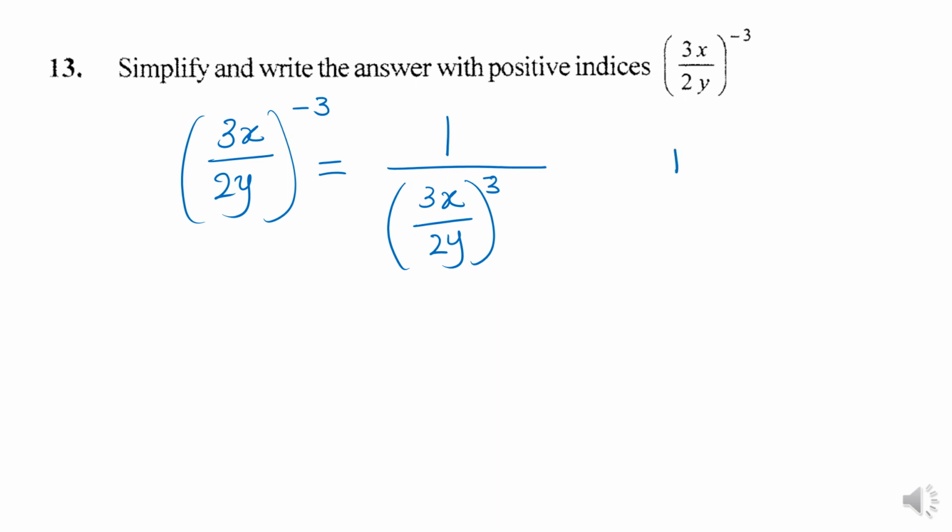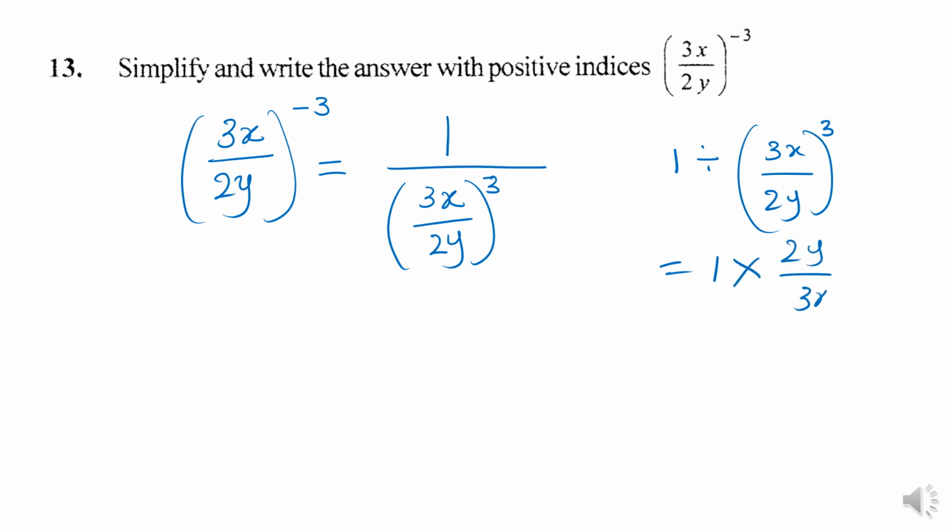You know that 1 divided by 3x over 2y equals, division means multiplication by the reciprocal. It's something like this: 2y over 3x to the power 3. That means reciprocal, right? I think you understand this. And then you can do it, and also you can do it something like this too.